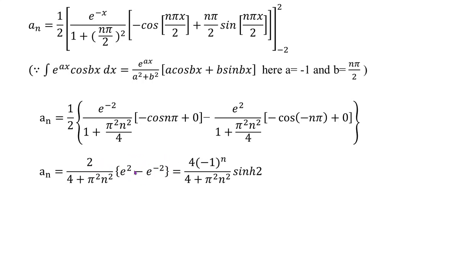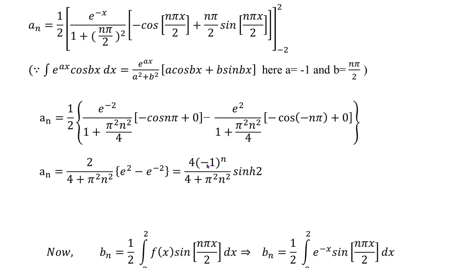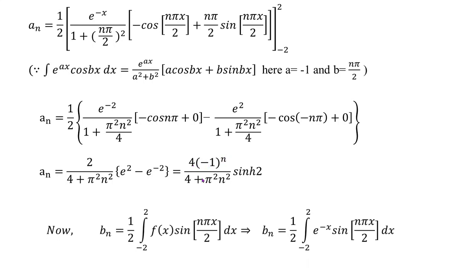This is nothing but, if I divide this by 2, it becomes a sinh 2, right? So we need to multiply and divide by 2, that's why here it comes 4. So the value of an is nothing but 4 times minus 1 raised to n upon 4 plus pi square n square, sinh 2. Now let's simplify the next Fourier coefficient, that is bn.